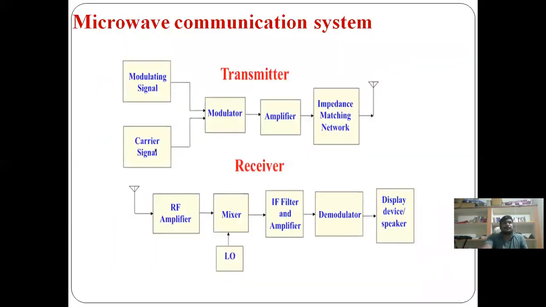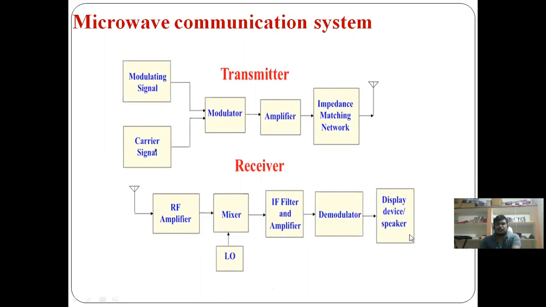Coming to microwave communication systems, basically there is a transmitter and a receiver. The modulating signal and carrier signal are modulated and amplified. Before transmitting through the antenna, we use an impedance matching network to match the microwave frequencies to the antenna. On the receiver side, we have an RF amplifier, mixer, local oscillator, IF amplifiers, demodulator, and finally a display device or speaker.